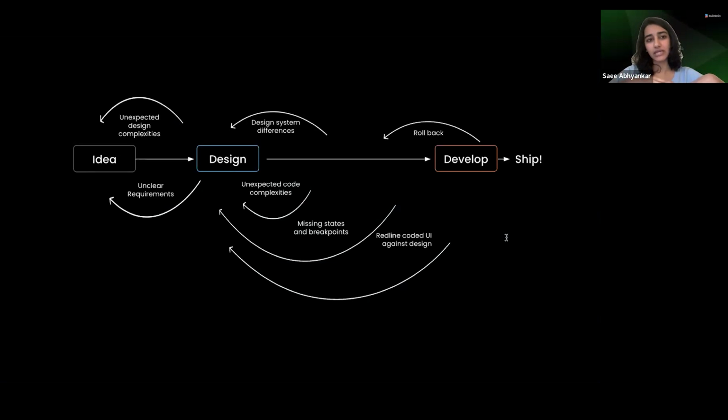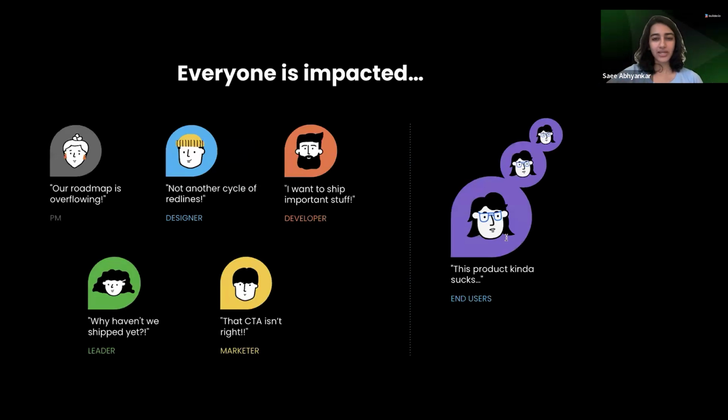So you could end up in your design phase with unclear requirements, and you might have to go back to the product requirement phase. You might end up in your development phase and realize that your design doesn't quite align with your design system, and then you have to go back to the drawing board for your design. And in the end, all of these setbacks just derail momentum. And everyone is left frustrated with this.